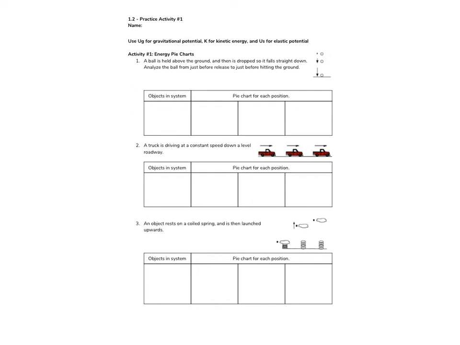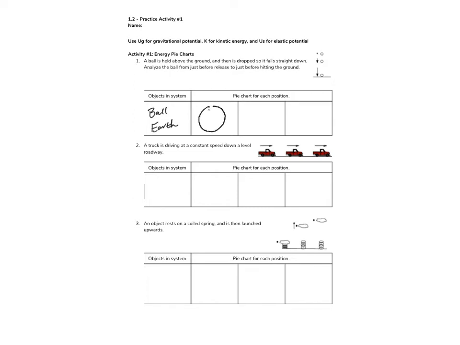So your first job in this practice activity was to create pie charts to document the different energy accounts that are present at various positions or various snapshots within these scenarios. First one here, this is basically from the notes that you should have taken. We have this ball being dropped from rest. The objects in our system, remember we always want to label those objects in our system, in this case it's going to be the ball and the earth.